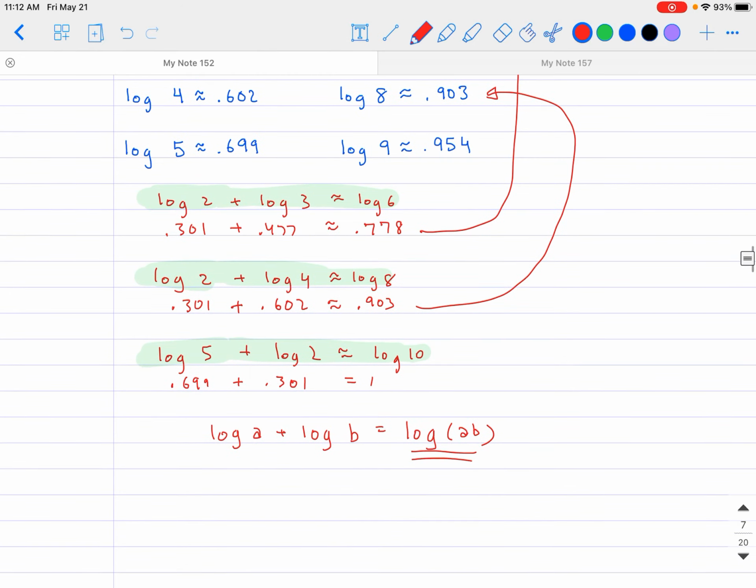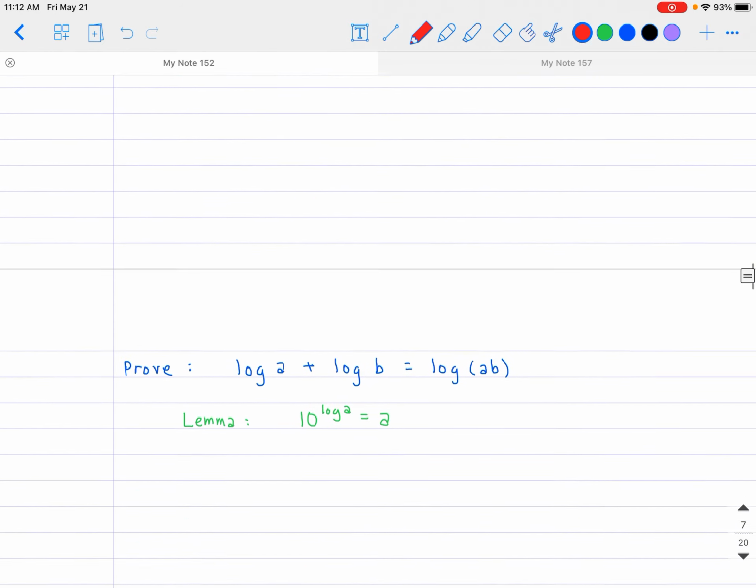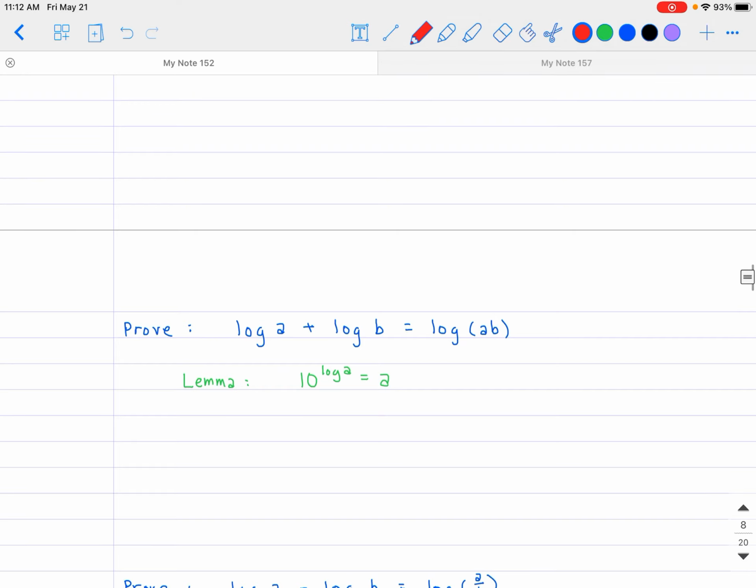All right, here is our derivation. Like we said, the log of a plus the log of b is equal to the log of a times b. Before I prove this, I need to do a small proof on the side, what we call a lemma, if you remember how this works. A lemma is a small proof that we use to prove a bigger proof. In this case, our lemma is 10 to the log of a is equal to a.